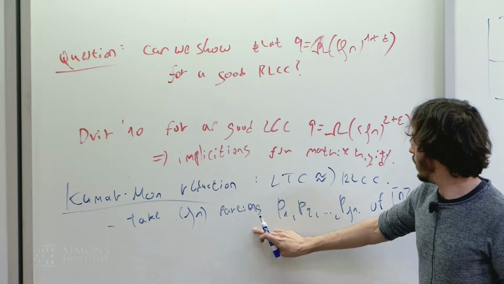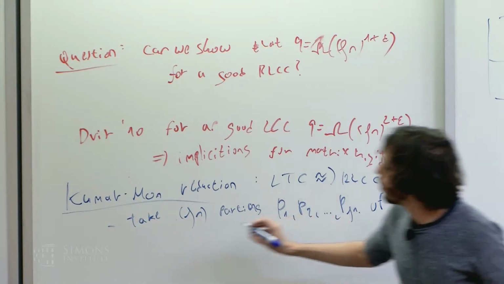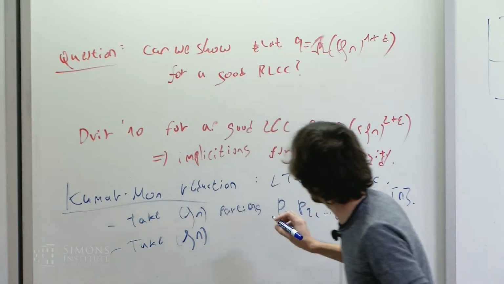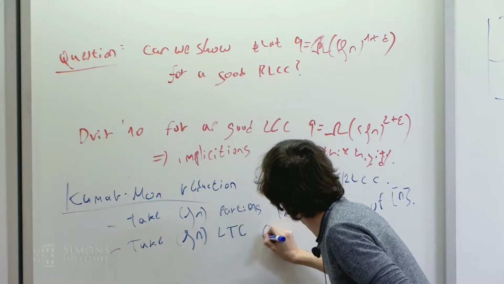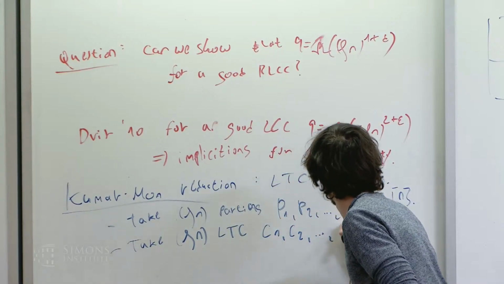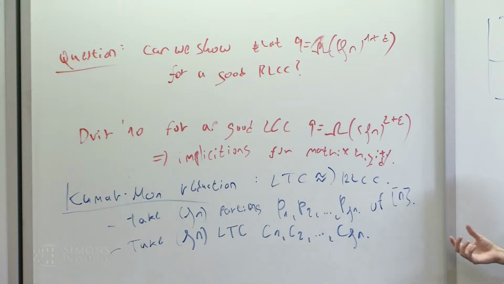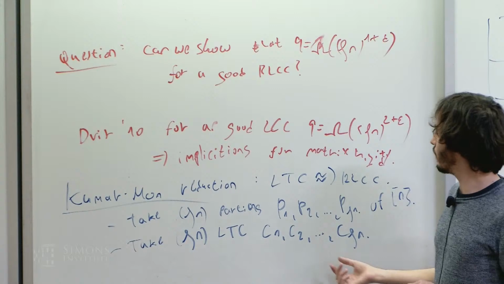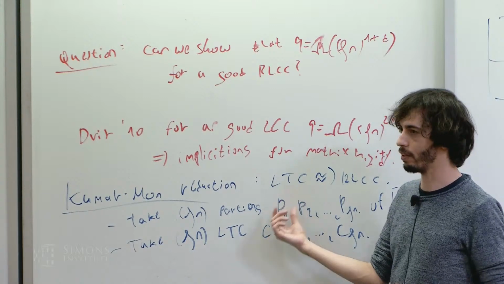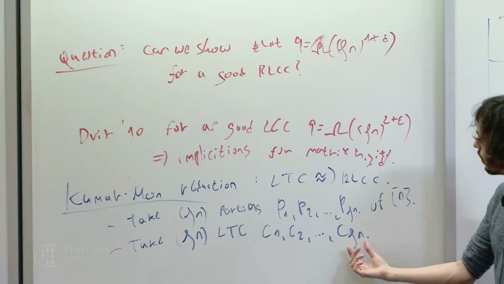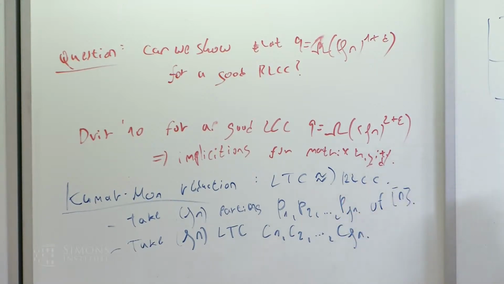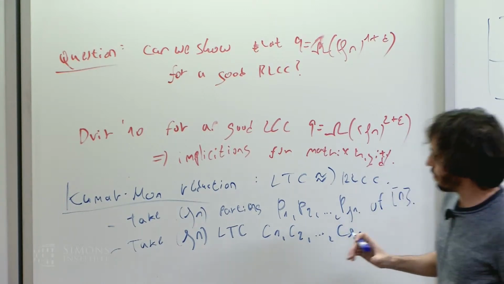Okay, so we take such log n partitions, and we also take log n LTCs, C1, C2, up to C log n. In what do they differ? They differ in the block size. The block size of C1 is going to be the same as the part size of P1, and C log n is going to have a small block size like the part size of P log n. So what is the code?